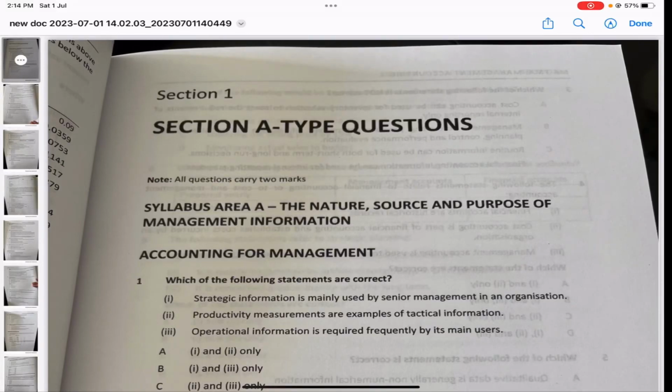Hello everybody, in this video we are going to start solving the Kaplan exam kit of ACCA F2 Management Accounting. In this video we will be covering chapter number 1 of your book, which is Accounting for Management, chapter number 10, Sources of Data and Presenting Information, which is chapter number 17 in the new book, and cost classification, which is chapter number 2.